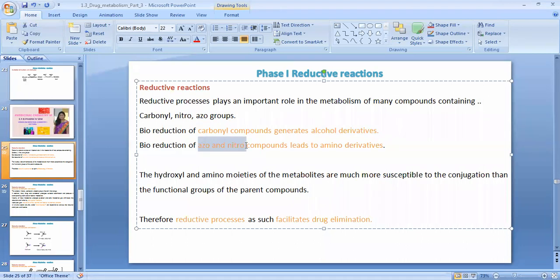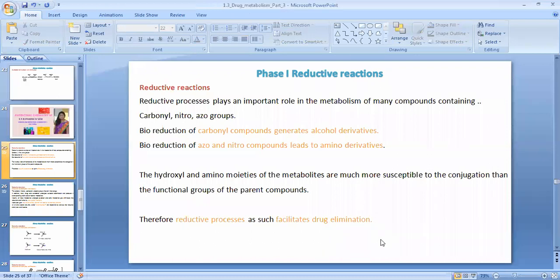If bioreduction of azo and nitro compounds, presence of nitrogen-nitrogen double bond, presence of nitrogen-oxygen double bond, अशा पद्धतीचे स्ट्रक्चर्स असणारे ड्रग मॉलिक्युल्स, they lead to amine derivatives. So they may be converted into their corresponding either primary or secondary amines. The hydroxyl and amino moieties of the metabolite are much susceptible to conjugation than reduction or oxidation. So generally, आता काय बघितलं आपण, बायो रिडक्शन कन्व्हर्जन्स करून किंवा कार्बोनिल कंपाऊंड, नायट्रो आणि अझो कंपाऊंडचं कन्व्हर्जन करून those types of drug molecules are converted into their parent compounds or simpler compounds.